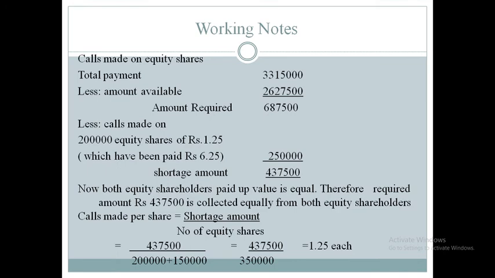So here, less calls made on 2 lakh equity shares of rupees 1.25, which have paid rupees 6.25. They have already paid 6.25. So to be equal to the other category of equity shareholders, they must pay 1.25.